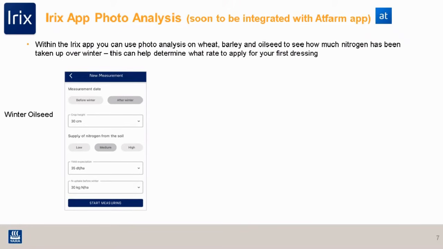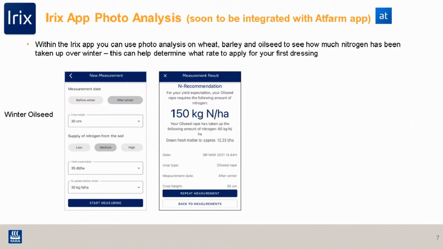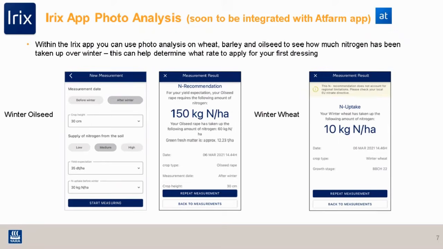So it asks you for various parameters. You can also, with oilseed, do some measurements before winter, and it will take you through in terms of what parameters you need to put in there. And then the next step is it will tell you how much that crop needs, how much it's taken up, and then also fresh matter as well. And you can also use this for winter wheat. So you can see there, this crop had taken up 10 kilos. So it just gives you an idea really of what's in the crop and can help you decide on that first nitrogen application.